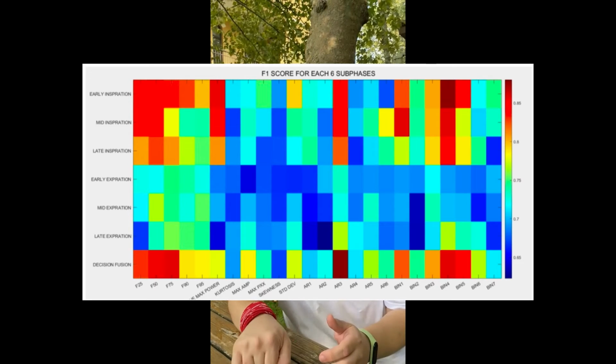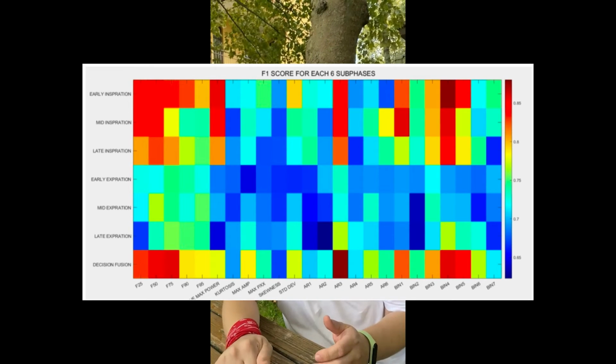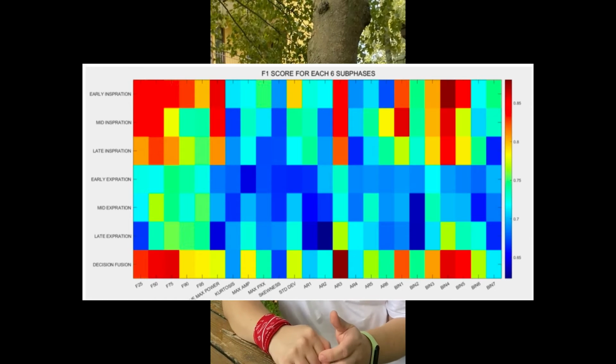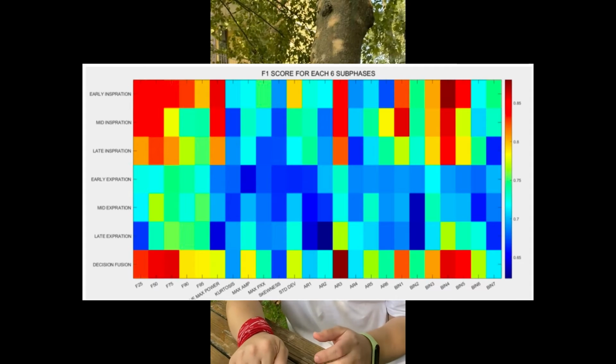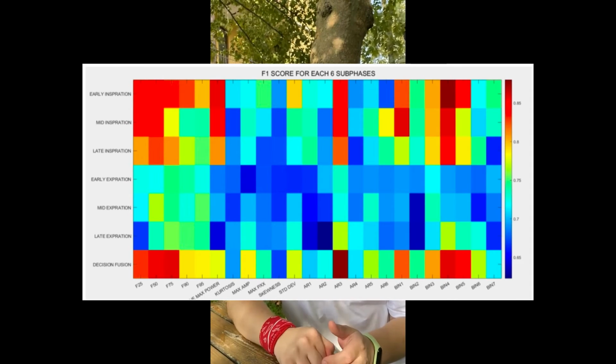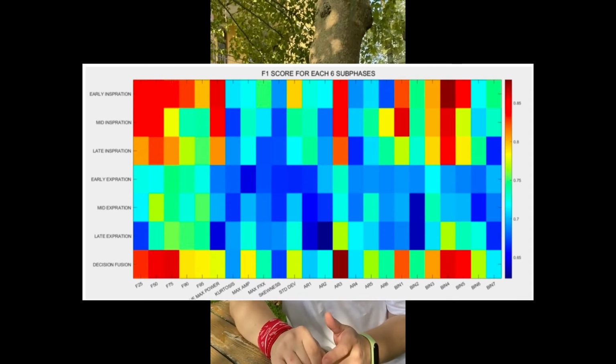Unlike these features, bin 4, which is the calculated energy value for the third frequency band, extracted by Amru and Salma, affects this decision fusion in a bad way.